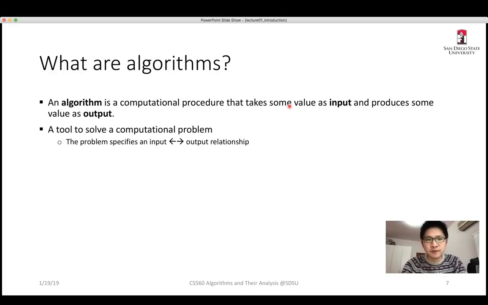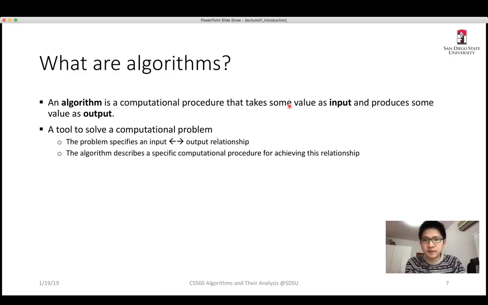The computational problem itself can be specified as a relationship between some inputs and some outputs. And then the algorithm describes a procedure or some operations for achieving or characterizing such a relationship between the inputs and outputs. And we can look at a concrete example here. The sorting problem is one of the most common computational problems that we will encounter in computer science.